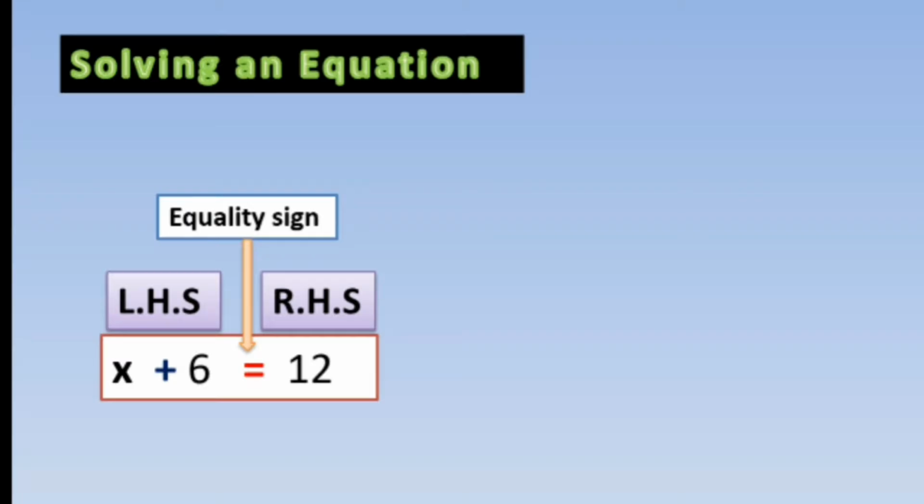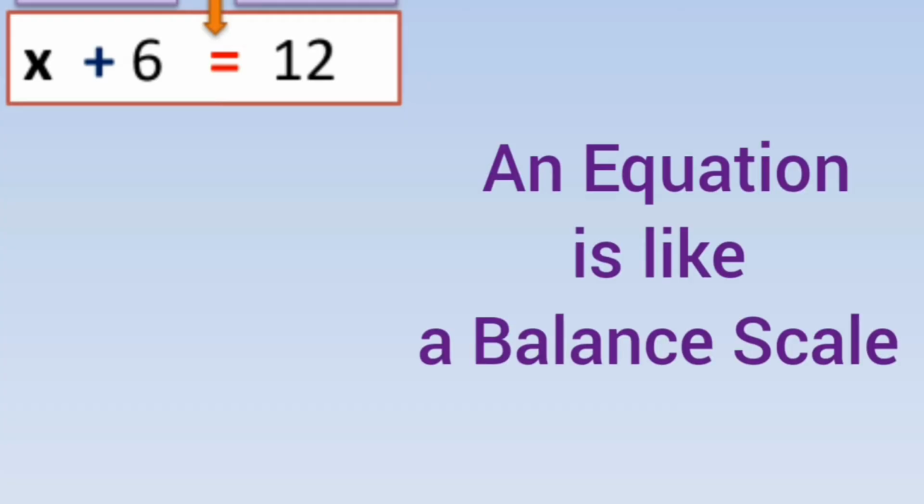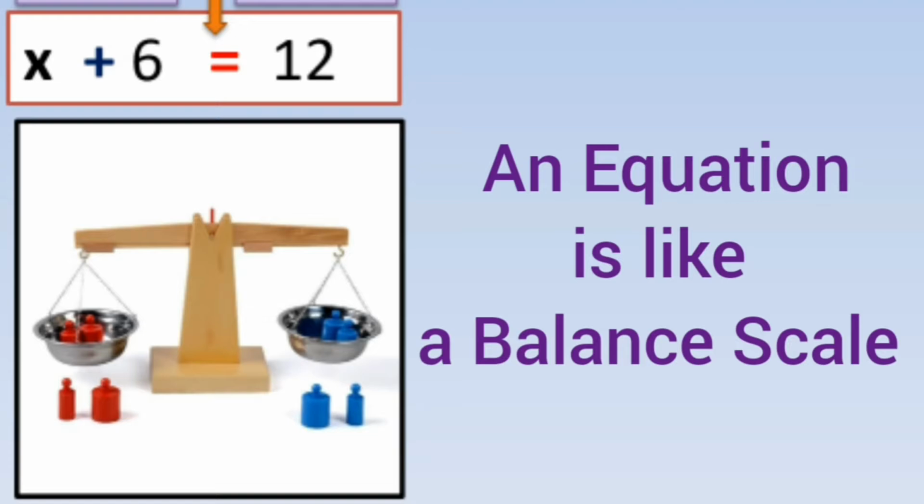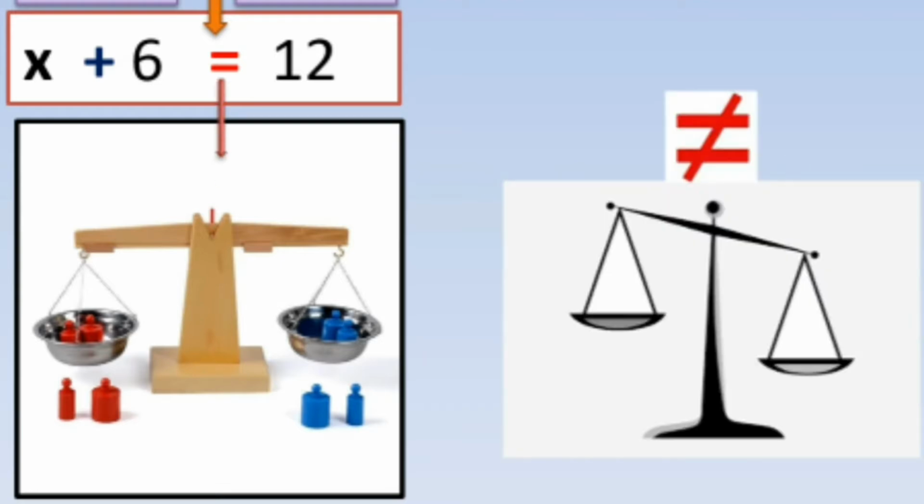Our previous knowledge says that the equality sign divides the equation into two parts, the left hand side and the right hand side. We need to understand that an equation is like a balance scale. You must have seen a balance scale, right? If there is the same amount of weight on each side of the scale, then the two sides are in balance. If one side has more weight, then it will be imbalanced, right? We know this very well.